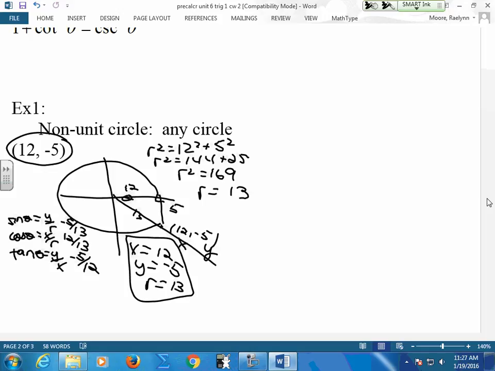Yeah. So it's okay that I'm not on a unit circle, and it's okay that I don't have a special right triangle. They gave me a point on my circle. It's a point on my circle. So from there, I use that as my x and y. I have to find my radius. Remember doing these? Okay.